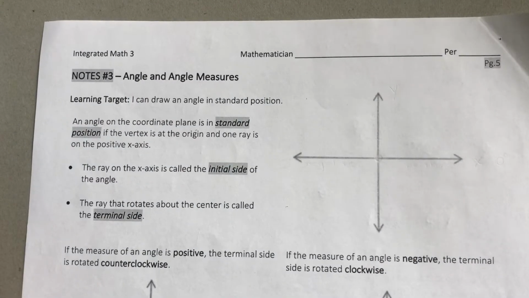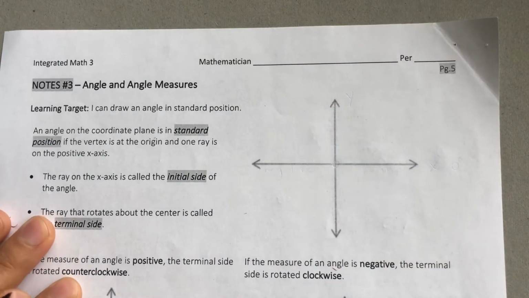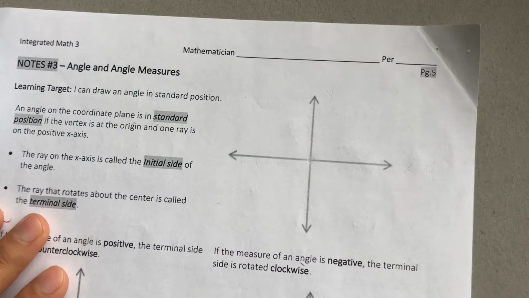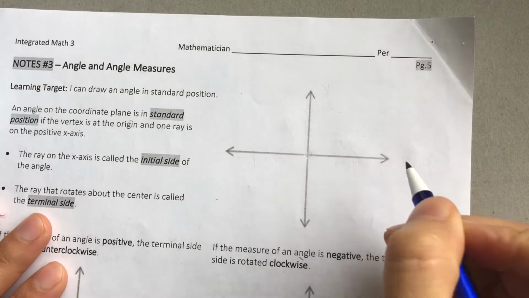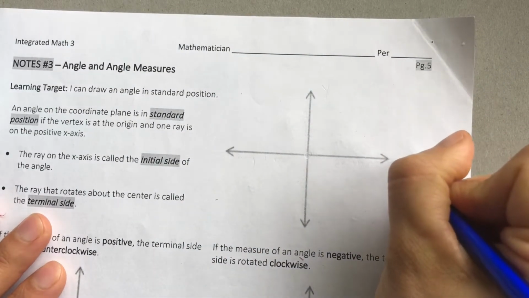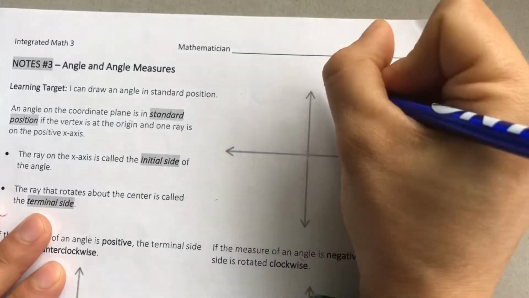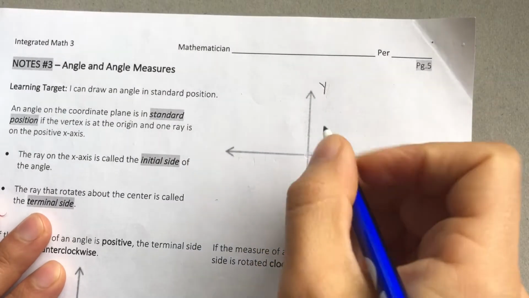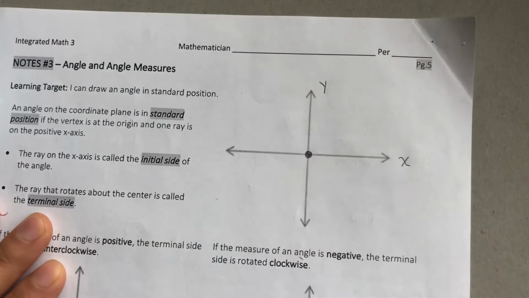So, first thing that we want to do is understand the coordinate plane. So here is the coordinate plane. Let's label its parts. This horizontal line is the x-axis. The vertical line is the y-axis. The point where the two meet is called the origin.